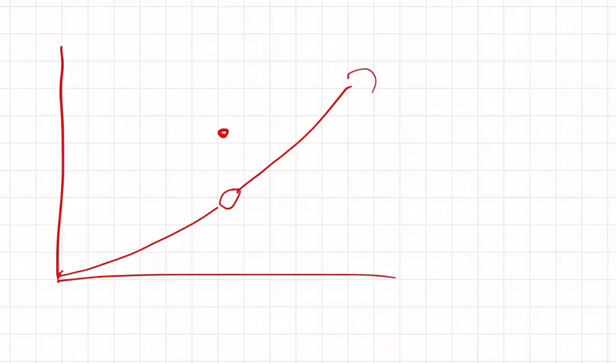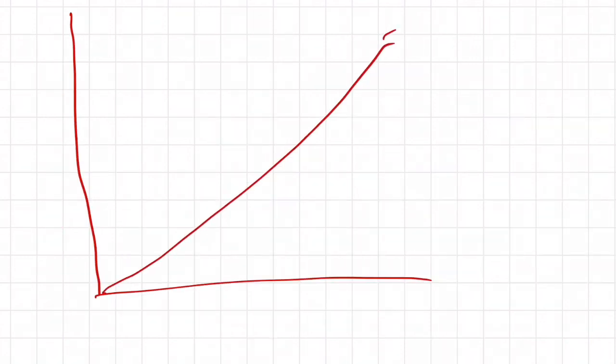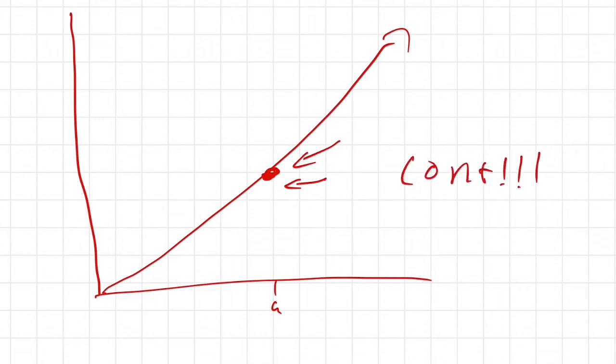As we can see on this graph, the value of the limit is not the same as the value of the actual point at a. So therefore what we would say is that this function is not continuous at a. On the other graph, we clearly see that the limit value and the actual value are both at point a, so therefore we would say that this is continuous.